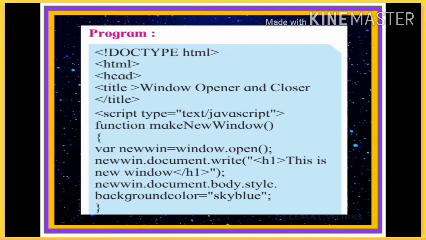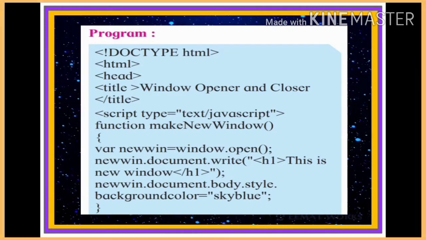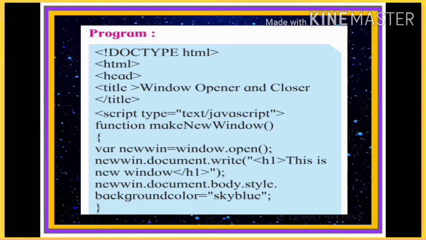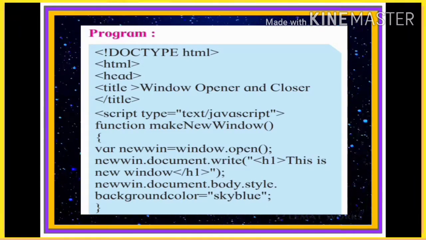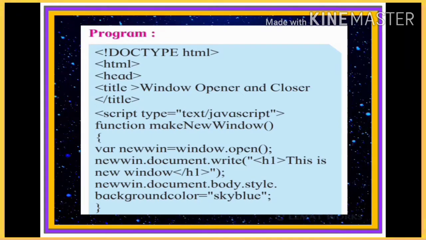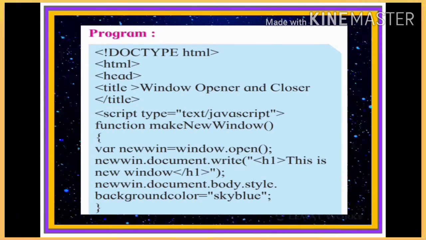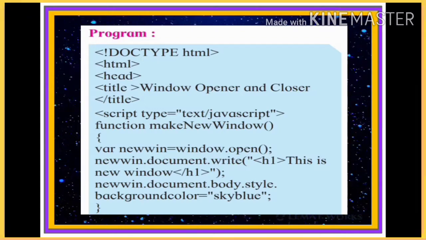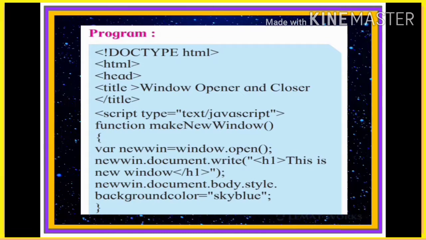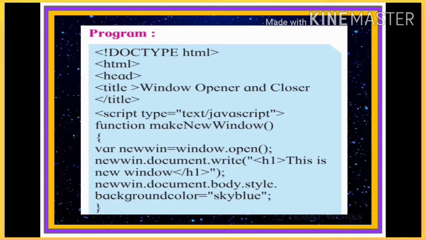Define one variable newWin by using var keyword. var newWin equal to window.open function semicolon. In next line, write newWin.document.write open parenthesis in double quote, write this is new window within h1 and close h1 tag. In next line, write newWin.document.body.style.backgroundColor equal to sky blue, close parenthesis, close script tag, close head tag.